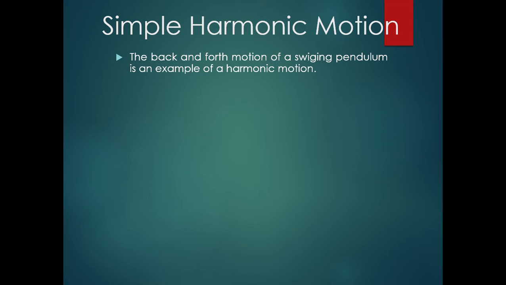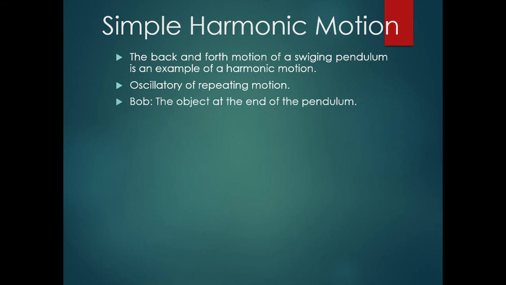The back and forth motion of a swinging pendulum is an example of a harmonic motion. It's very important, the word pendulum in here, because that's what we're going to focus on in the project later on. Oscillatory or repeating motion are two other ways in which you can call harmonic motion.